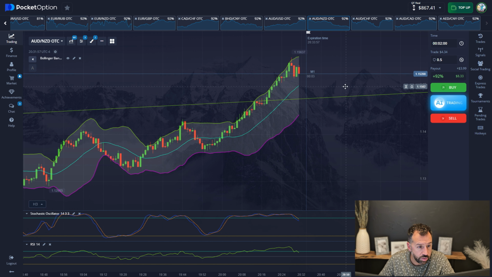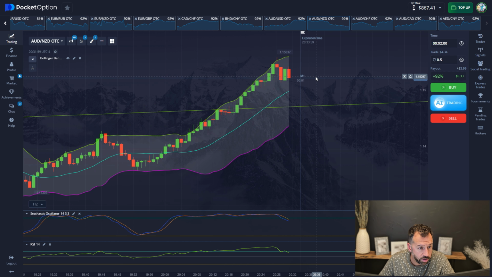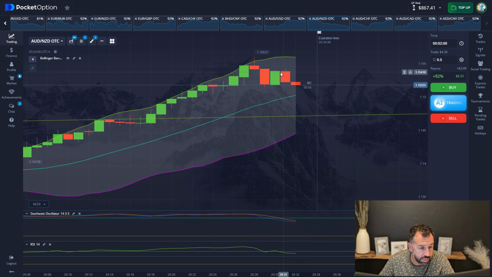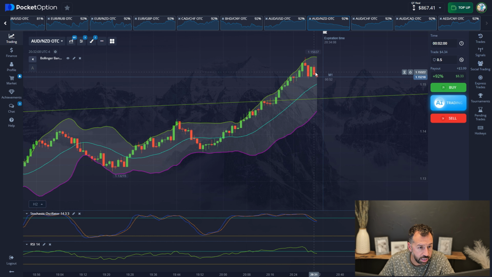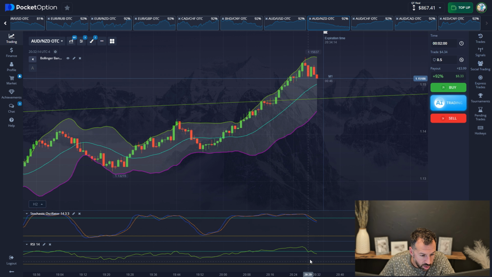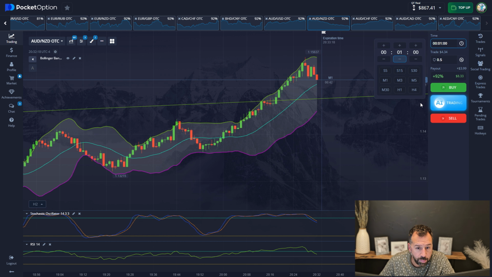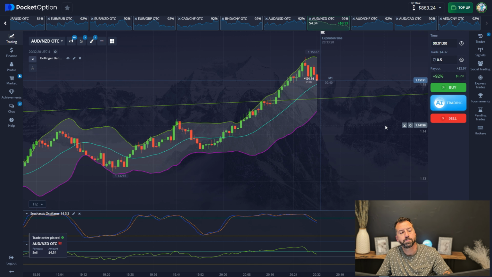But what we're going to do, if we're looking here, is we have a big red candle with a small wick. We got a Marubozu, which is a full candle with no wicks. And then it looks like we got some bearish movement here on the way down. Our blue line has crossed the red earlier. Our RSI is on the way down. We are going to put this on a 1 minute and give it a sell.